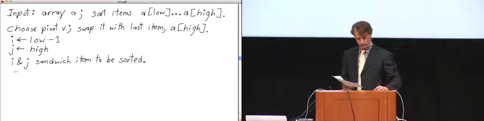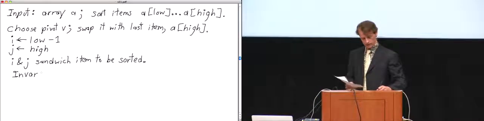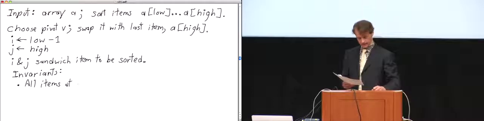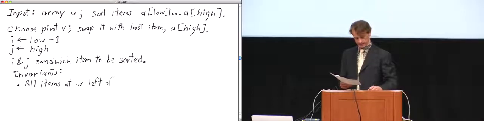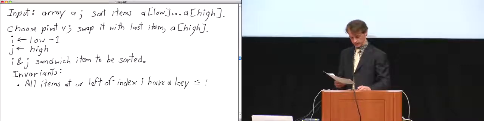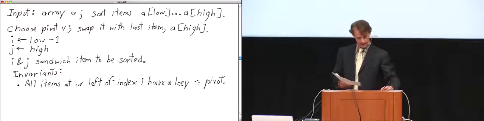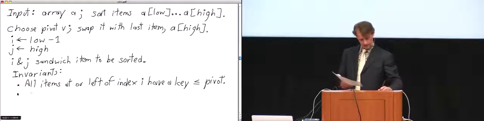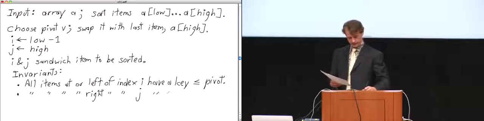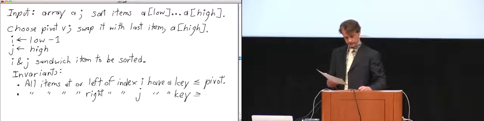And we will move i and j inward toward each other while satisfying the following invariants. We insist that all items at or to the left of index i have a key that's less than or equal to the pivot's key. And we will insist that all items at or to the right of index j have a key that's greater than or equal to the pivot's key.